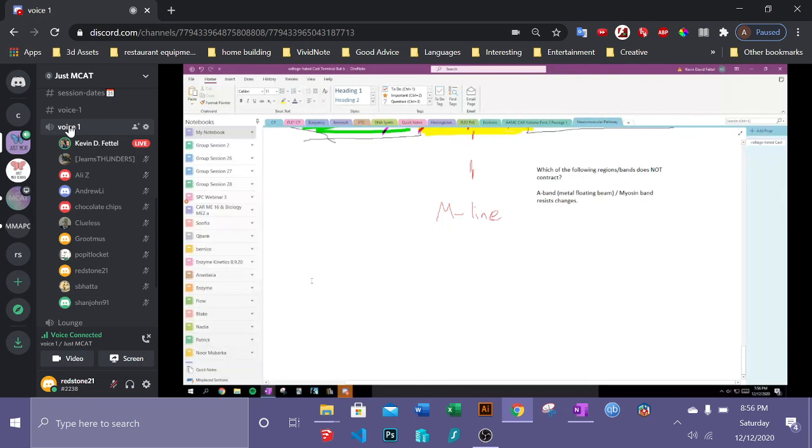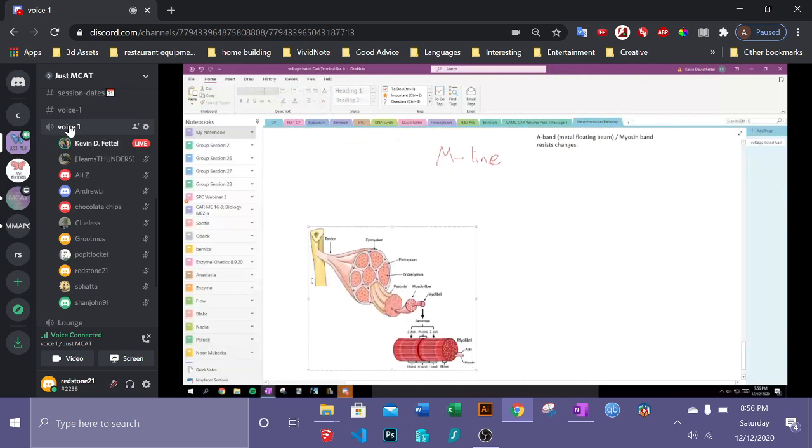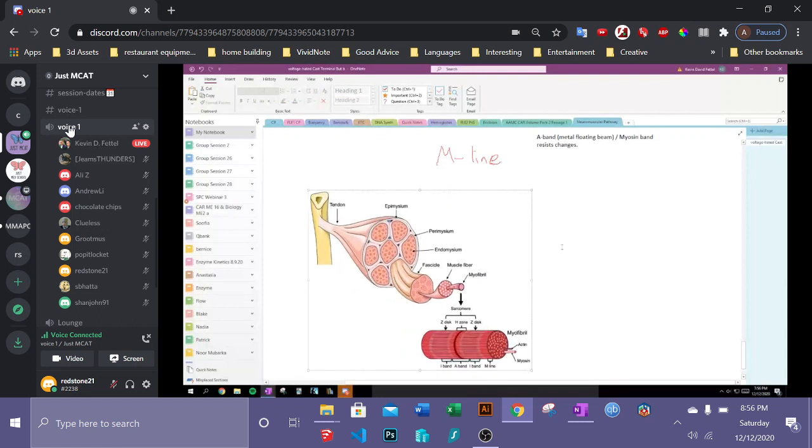So I have some pictures ready to go here. Let me paste that here. So this is going to be, make that slightly bigger so we can see it just fine. And I'm gonna tell you exactly what you guys need to know, okay? So in terms of organization for the MCAT, you need to know that you start off with a muscle. The muscle is the largest organizational group. Muscle, that's this big guy right here.